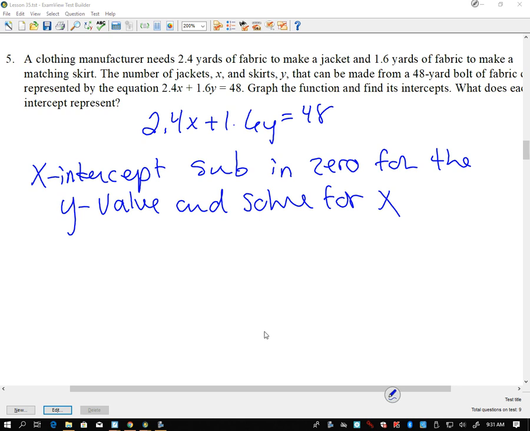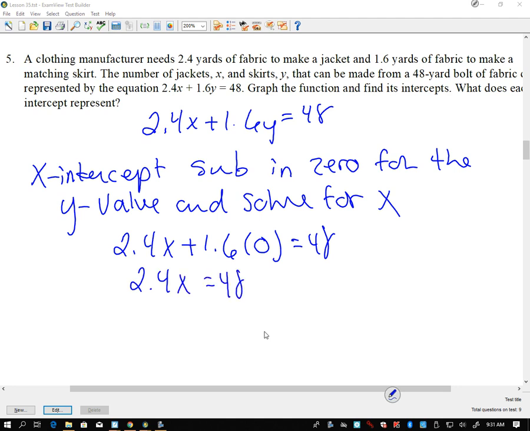Can we do that? All right, so I've got 2.4x plus 1.6 times 0 equals 48. Okay? All right, what's 1.6 times 0, Christian? 0, so I can just get rid of it, right? So that gives me 2.4x equals 48. How are you going to solve for x?